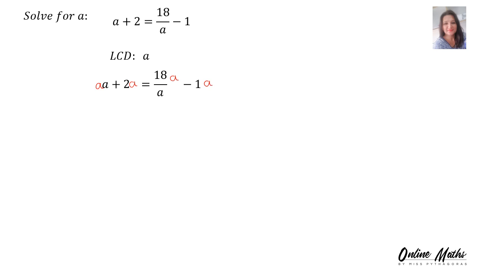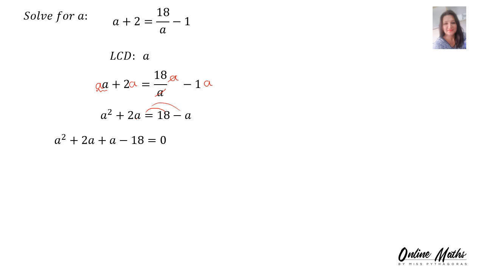So every term gets multiplied by a, and then it becomes a times a is a squared, 2 times a is 2a, and equals, and here on the 18, the a and the a will cancel, and I'm left with only 18, and minus 1 times a is a. Then I want to factorize this equation, but first of all I have to get it into standard form. So standard form implies the 18 will walk across and the negative a, and then it becomes a squared plus 2a plus a minus 18 equals 0.